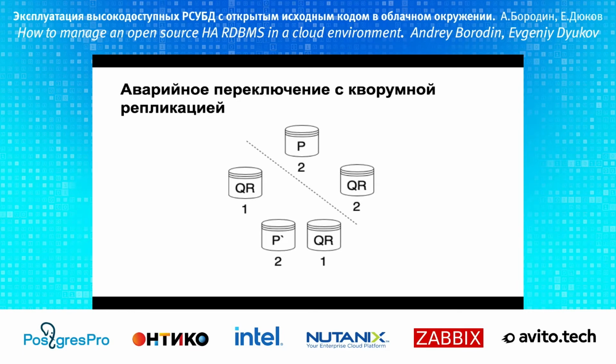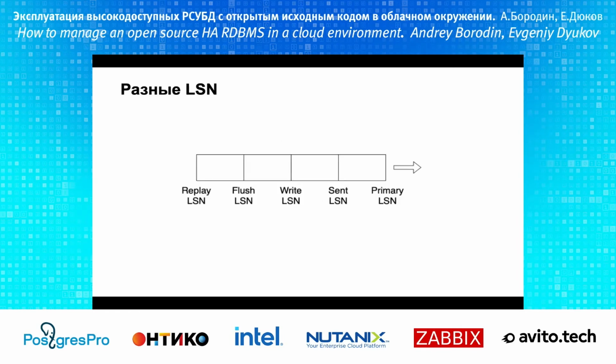In our example, to avoid loss of data, it is necessary to have a replica with LSN 2. It only remains to understand what this LSN is and how to recognize it in the right way.